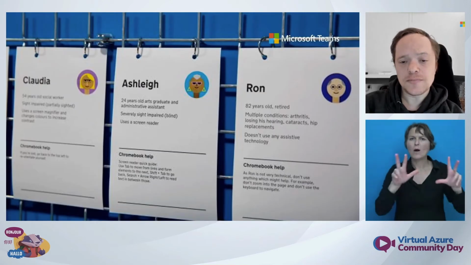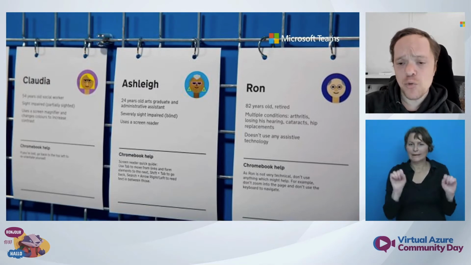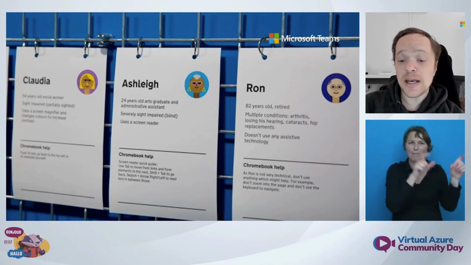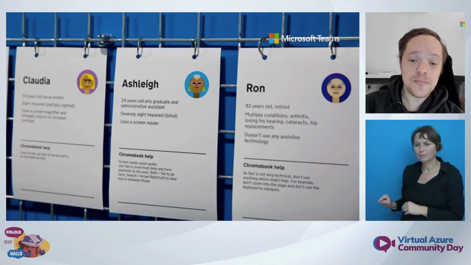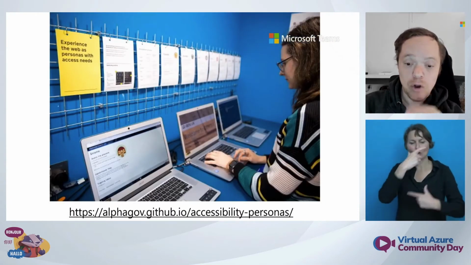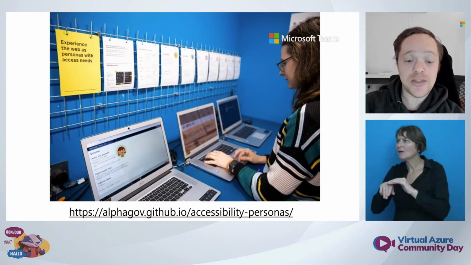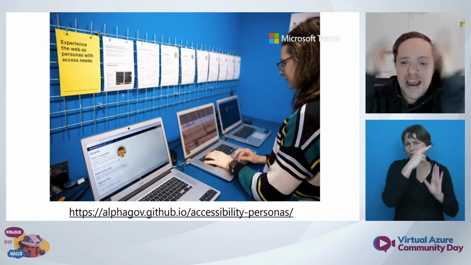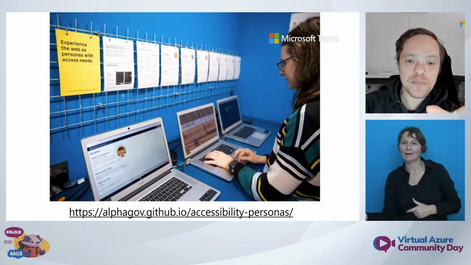You can also start to define these roles and these persona spectrums. Here's Ron, 82 years old, retired, multiple conditions, arthritis, losing his hearing, cataracts, hip replacement, doesn't use any assistive technology, and he needs help on the Chromebook. You can actually set up these personas, and you can start looking at them by going to that link there. Remember, all the slides will be given to you at the end of the talk, and you create these empathy labs to be able to shatter that bubble and also bring to fruition that ikigai.